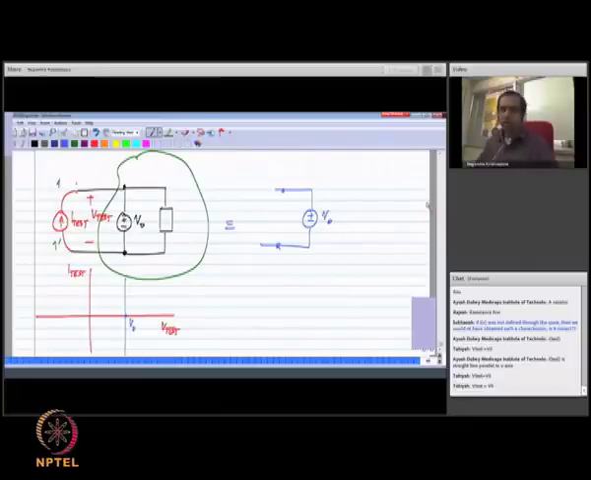Okay. So this we discussed earlier. Similarly, if you have a current source in series with a resistor or something like that, it will still be a current source. Because if you measure the IV characteristics, it will look like that of a current source. So that means that it is a current source.